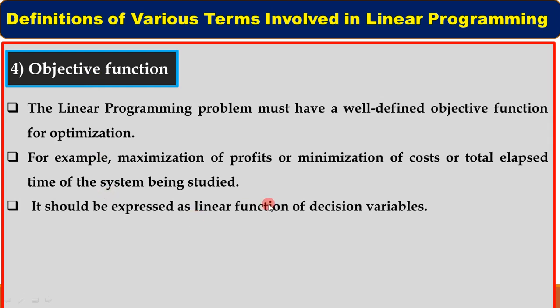It should be expressed as a linear function of the decision variable. So the third definition we have seen is the decision variable, and also we have said that the decision variable is the output of the operational research problems. That means ultimately after solving the operational research problem, we have to obtain the values of the decision variables, which are represented by the letters x1, x2, x3, xn. And this objective function must be a function of decision variables, like x1, x2, x3, xn.